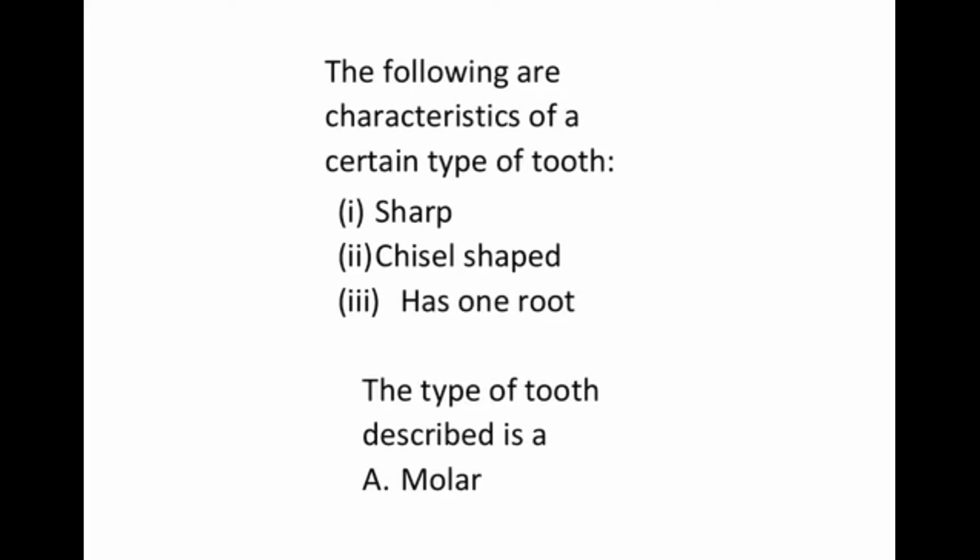The following are characteristics of a certain type of tooth. Roman 1, sharp. Roman 2, chisel shaped. Roman 3, has one root. Question: the type of tooth described is a. For us to answer the question, we need to know the 4 types of teeth and their description. So we can use diagrams, so that now we are able to answer that question. So we start with the first 4 types.